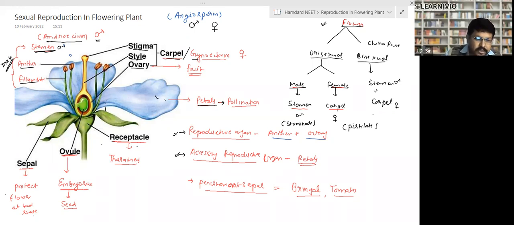So first part, the receptacle, right? The receptacle is that part on which all the sexual accessory organs and sexual parts remain placed. This is the platform where the sepals are present, the petals are present, the carpel is present, the stamens are present, right? This receptacle is also called thalamus. So please start writing. First point, part of the flower: receptacle or thalamus.